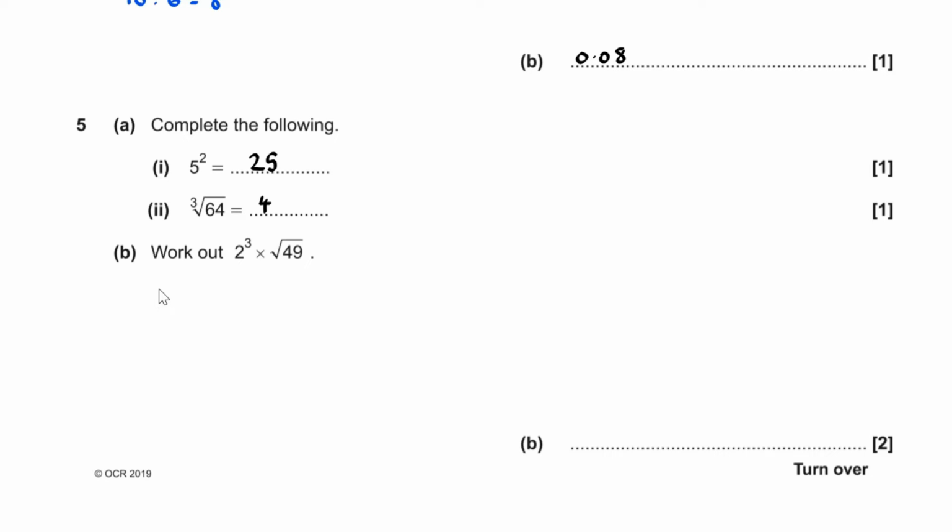And now, for part B, we have to work out 2 cubed times the square root of 49. Well, here, 2 cubed, that's equal to 8. Square root of 49, that's 7. 8 times by 7 is 56. So we have 56 as the result of this calculation.